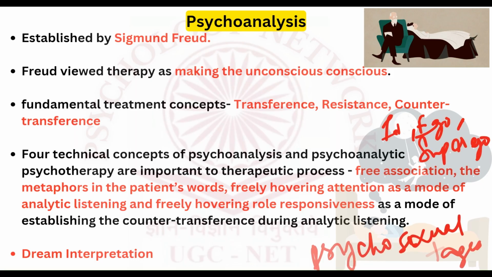The most over taught and over studied, I feel, is psychoanalysis. Everybody knows it was established by Sigmund Freud, and Freud viewed therapy as making the unconscious conscious. Whatever is in our unconscious mind, he wanted to bring to the conscious, which then would allow the person to get rid of the neurotic symptoms. The fundamental treatment concepts which he gave were transference, resistance, and countertransference.